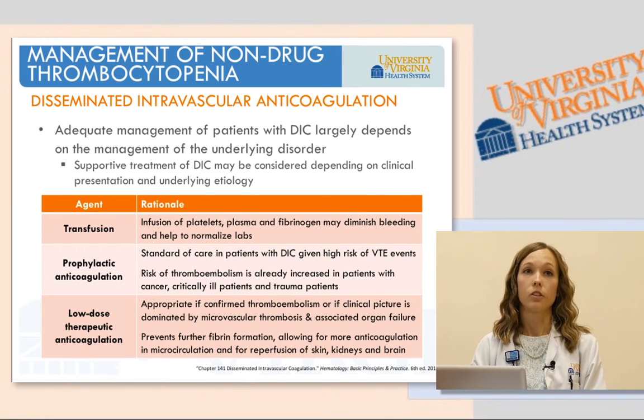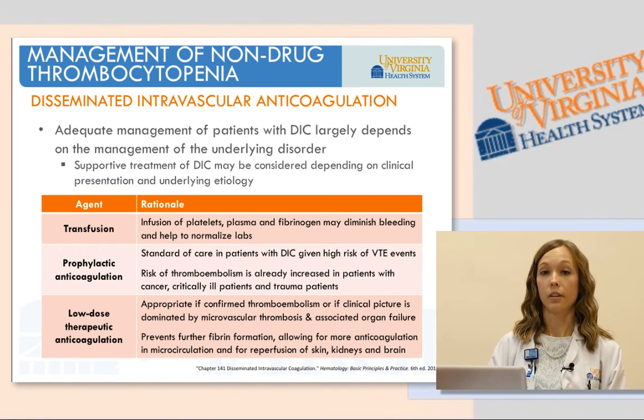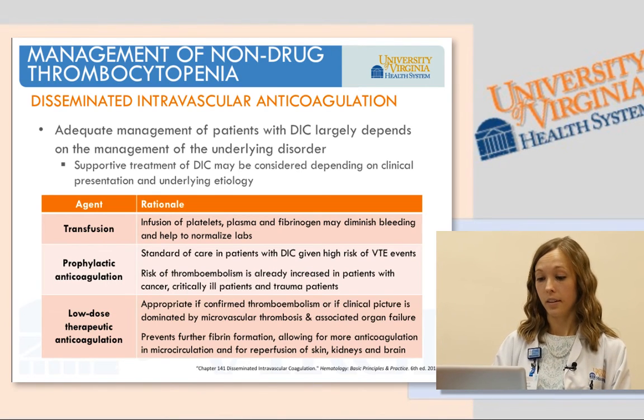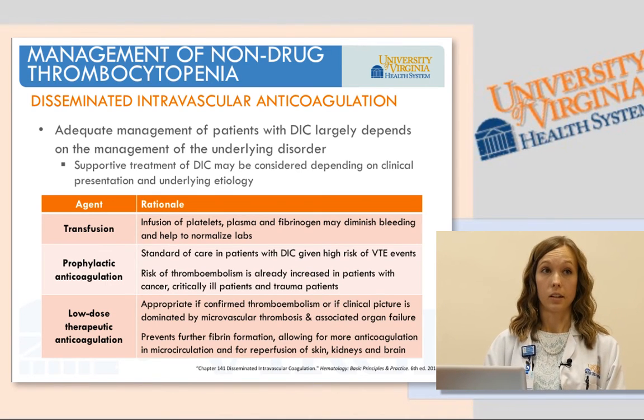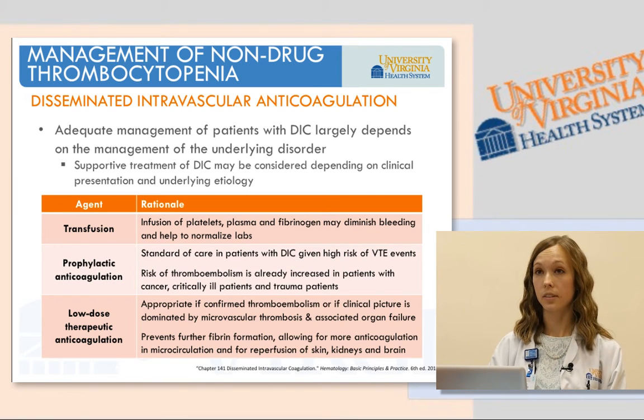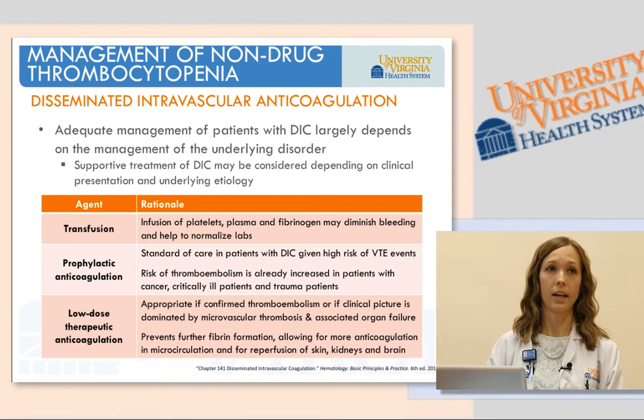Prophylactic anticoagulation is actually considered to be the standard of care in patients with DIC, given their high risk of VTE events based on the pathophysiology of the condition. The guidelines recommend continuing prophylactic anticoagulation almost regardless of what the platelet count is, just because of the high risk of VTE events. But our clinical practice at UVA is to use a threshold platelet count of 50, at least to initiate conversations with our primary team in terms of risk-benefit of continuing this prophylactic anticoagulation, because the risk of bleeding is higher when the platelet count is below 50.